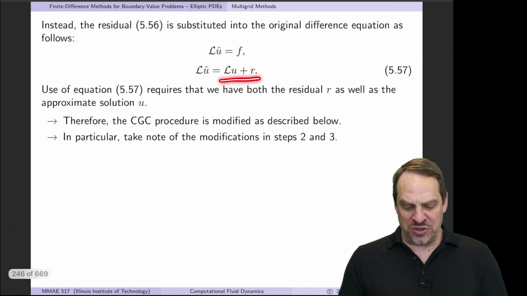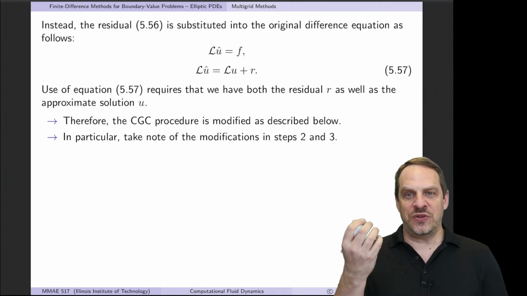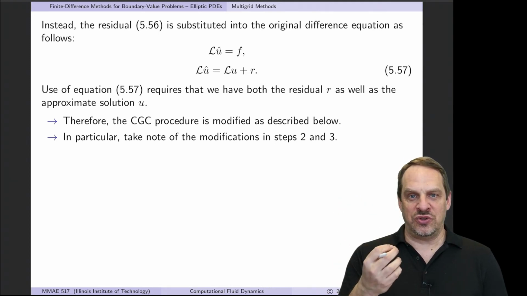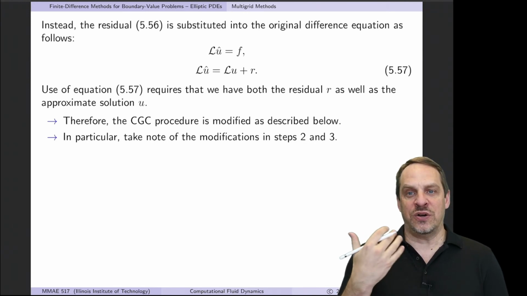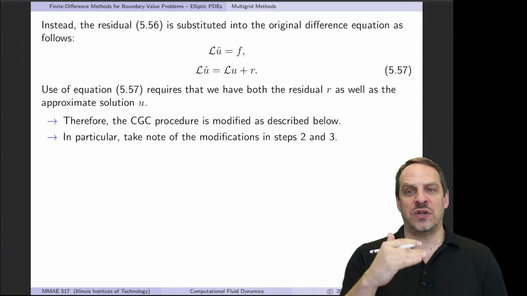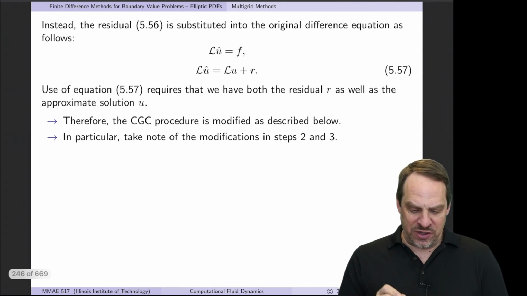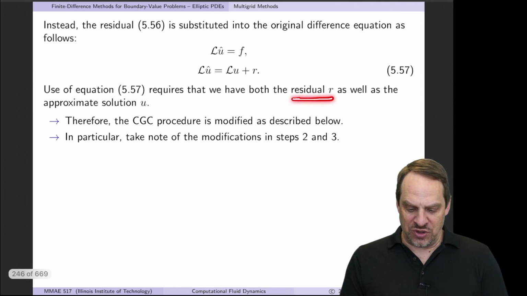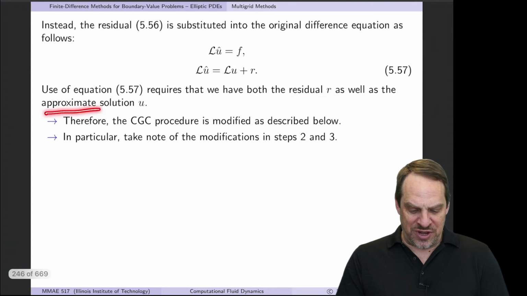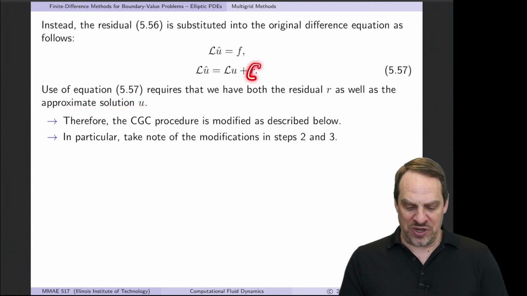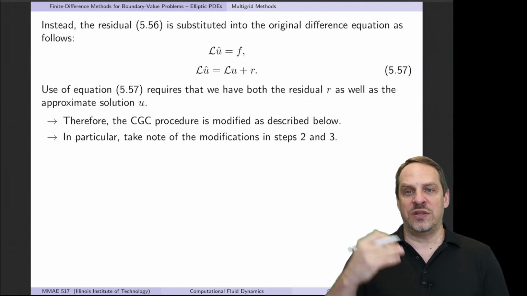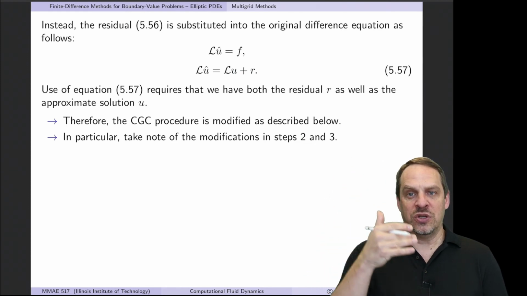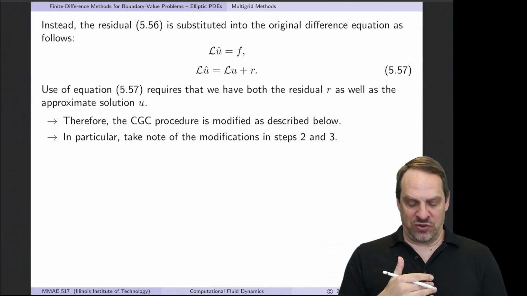So let's put LU plus R on the right-hand side. So we have LU hat is equal to LU plus R. So the difference now is instead of just restricting the residual from the fine to the coarse grid and then using that as the right-hand side of our error equation to relax on the coarse grid, we now need to restrict both the residual R as well as the approximate solution U, because we have both R and U that we need to restrict from the fine grid to the coarse grid and then solve on that coarse grid.